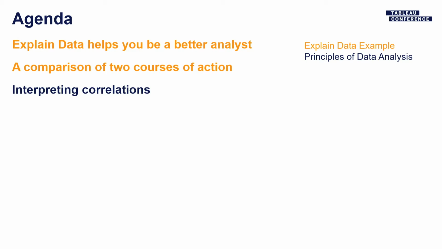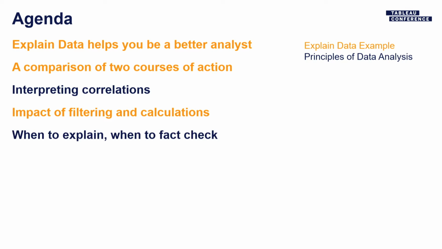Then we're going to look at interpreting correlations. A lot of the ways in which Explain Data presents the information is through correlations, and so it's important to be able to understand some principles of how to interpret that and what it is telling you. That one's a little bit more theory. Then we're going to go back into Explain Data and look at a specific example of how filters and calculations and aggregations impact the explanations that you get.